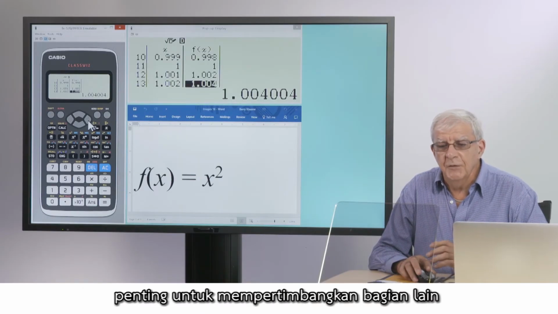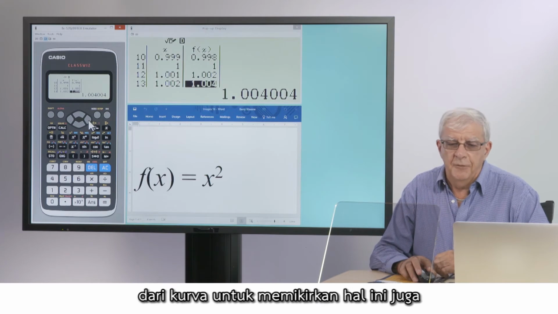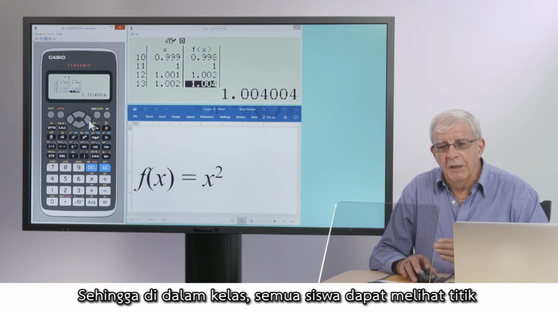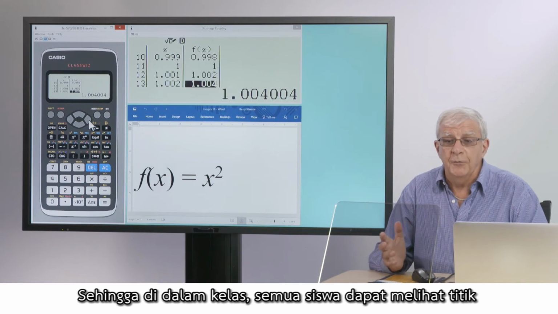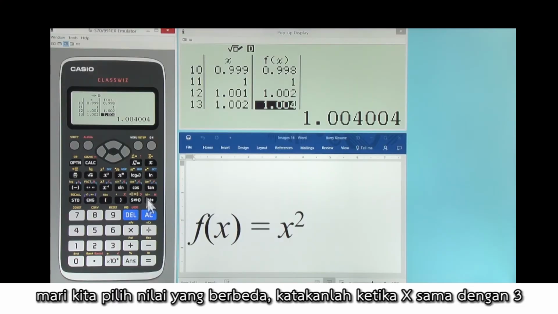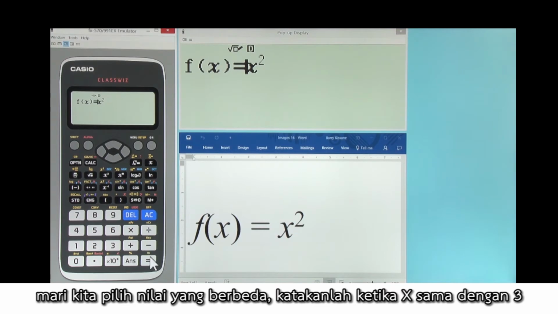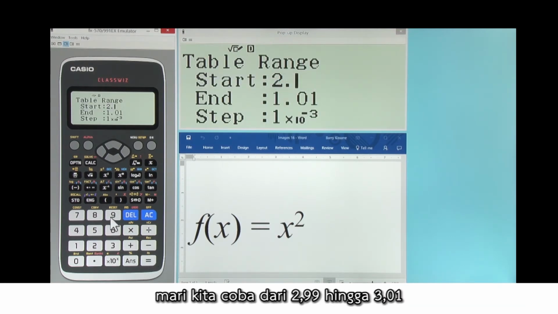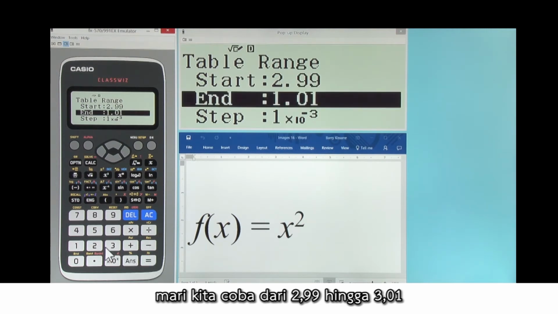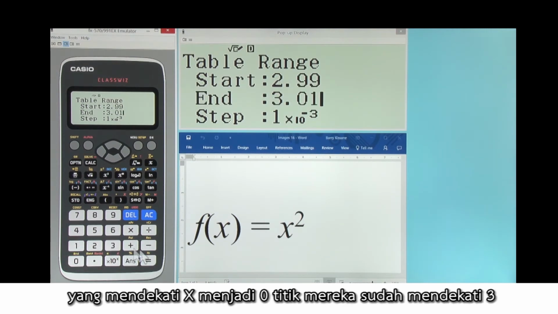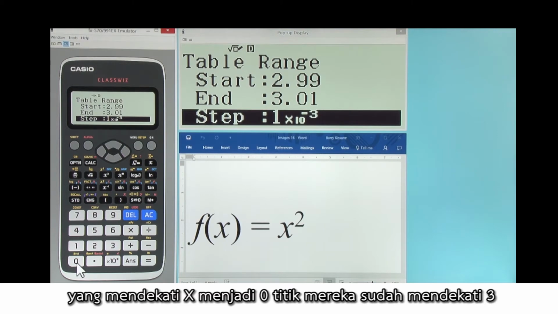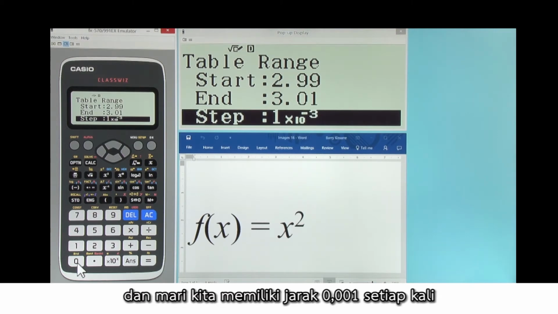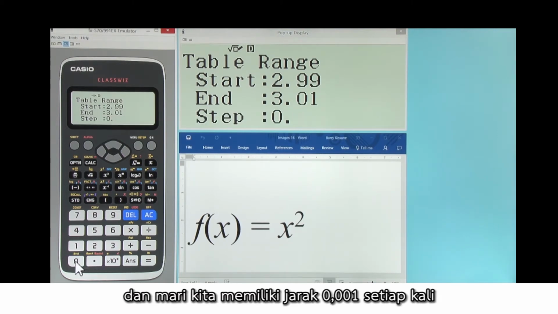So it's instructive to consider another part of the curve to think about this as well. In a class, students could all look at a different point in this way. So let's choose a different value, say close to when x is equal to 3. Let's try from 2.99 up to 3.01, that's close to x being close to 3. And let's have a gap of 0.001 each time.